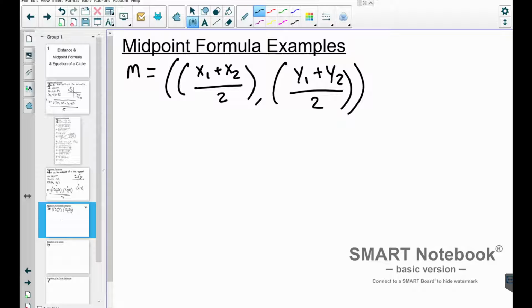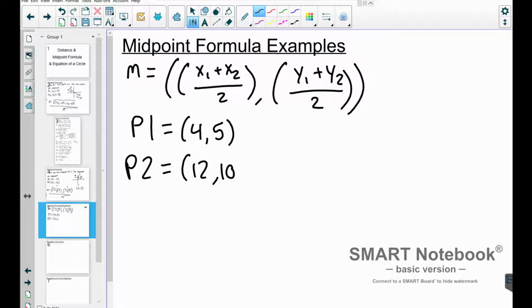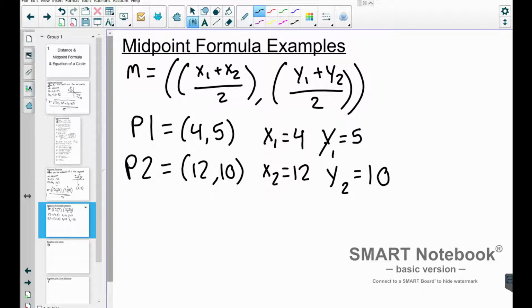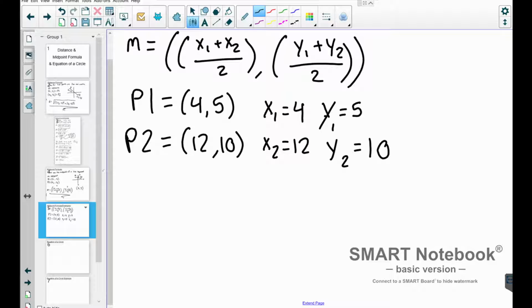So let's do an example. Let's say we have P1 is equal to (4, 5) and P2 is equal to (12, 10). Same points we did with the first example on distance formula. So let's label out our x's. x1 equals 4, x2 equals 12. Oops, y1 is equal to 5, and y2 is equal to 10. So now we just plug in what we have.